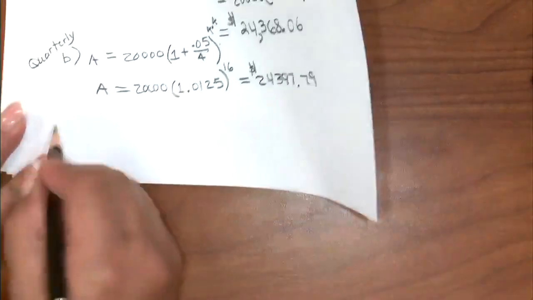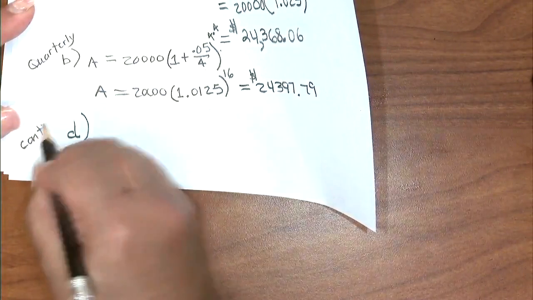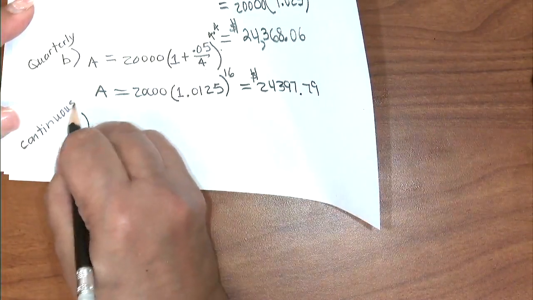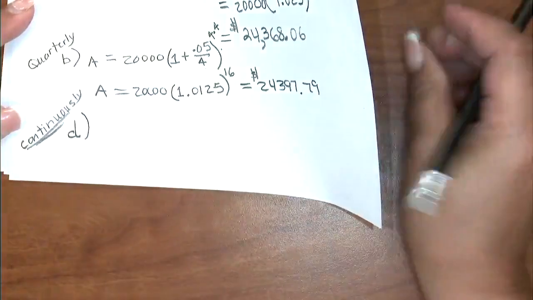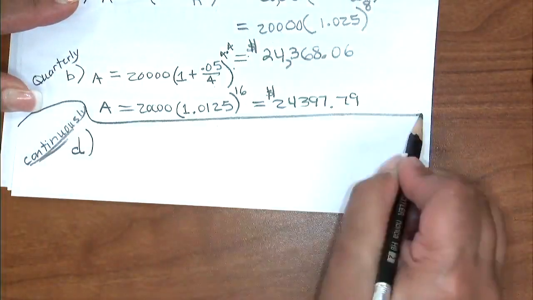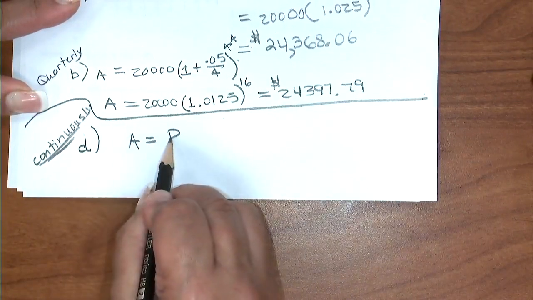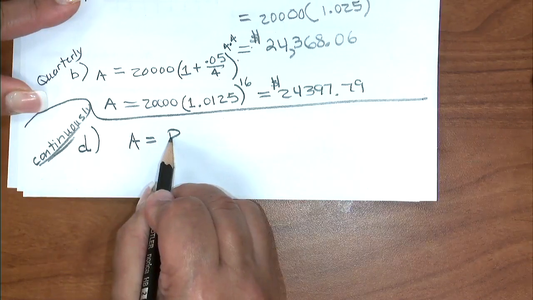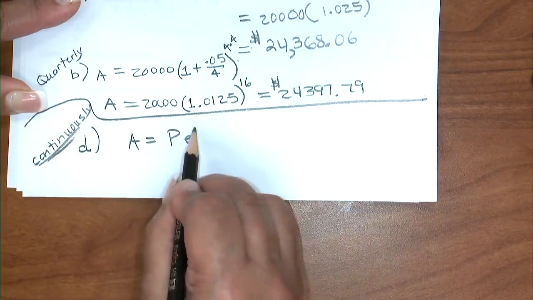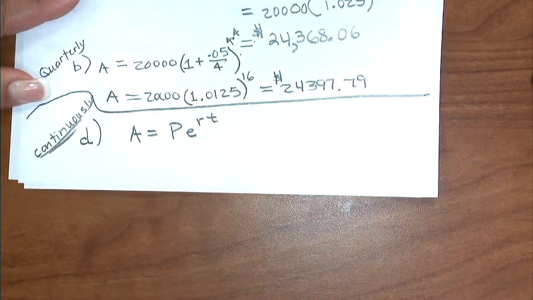Okay, so part D. Now they use this word: the bank is paying you continuously. At every moment you're earning interest. So now once you see the word continuously, you are to switch formulas. This is up in the directions of the problem. The amount is equal to P times e to the rt. You no longer have the n value anymore, the compounding periods, because you're being paid continuously.